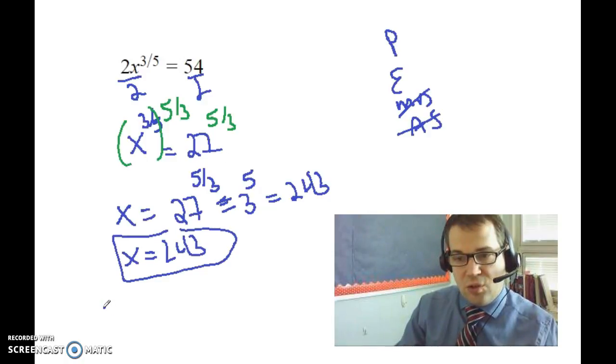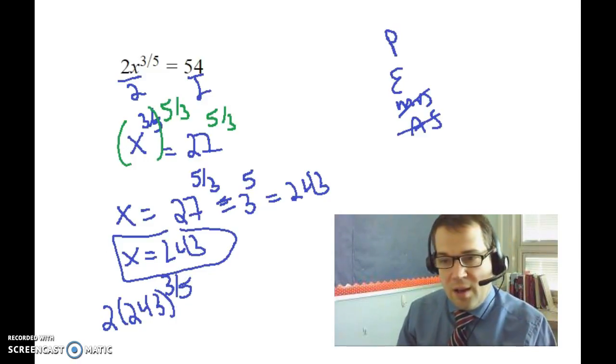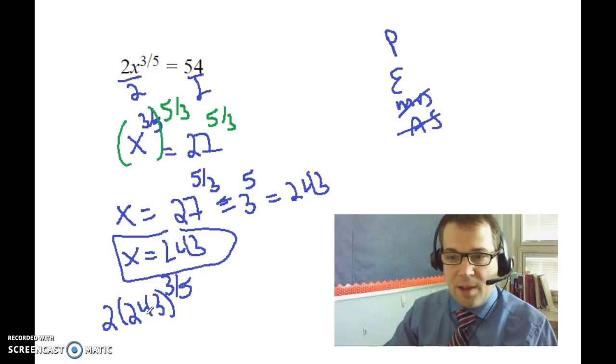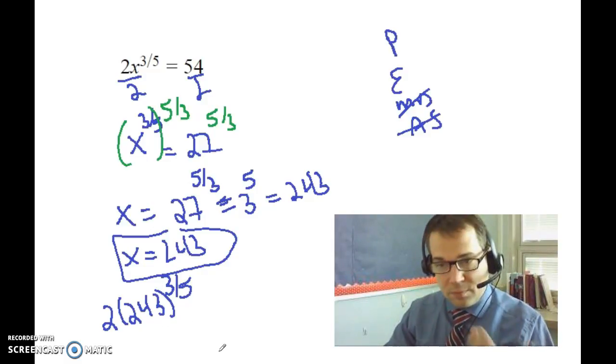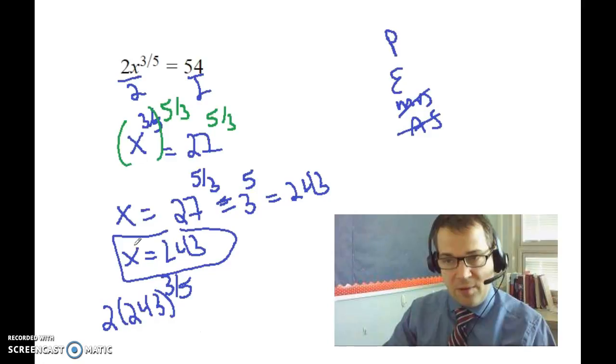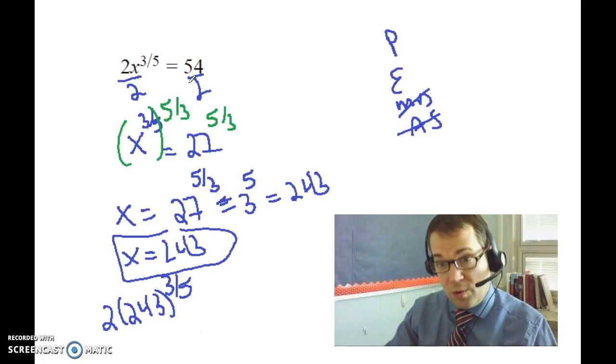So if I were to take 2 times 243 to the 3/5, this is the kind of thing you can go ahead and pop it in your calculator if you want to, or you could think about what multiplies by itself 5 times to give you 243, which would be 3. Take that to the 3rd power to get 27. Multiply that by 2 to get positive 54, which is what we were supposed to get.